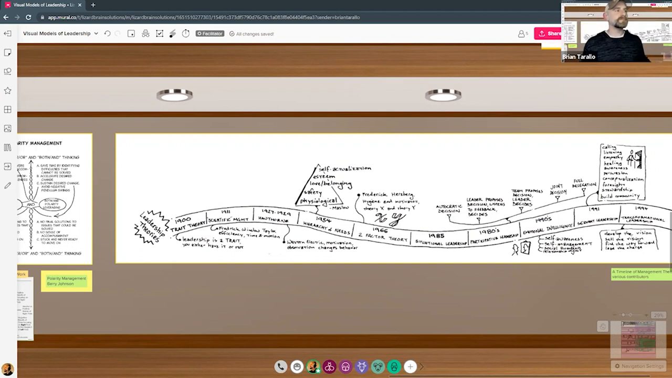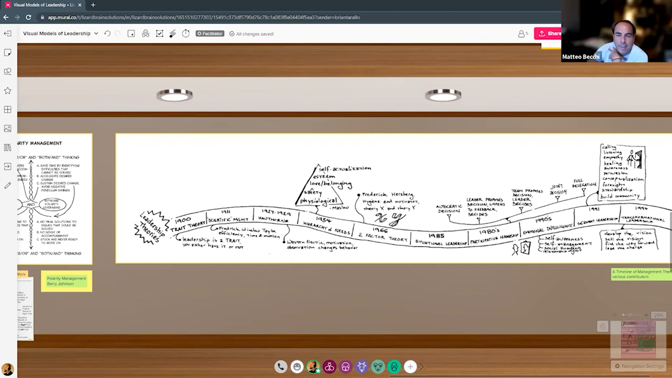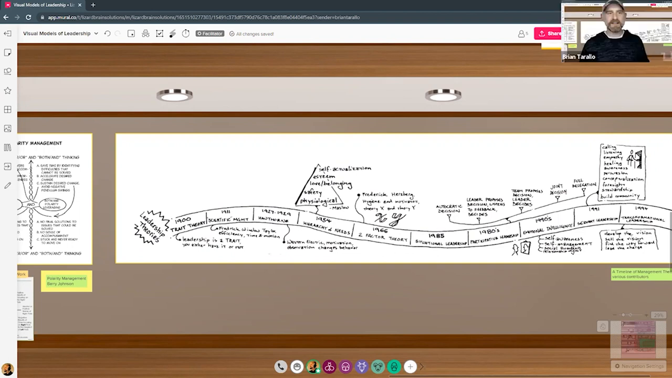Oh, Matteo, we didn't do the Johari window. You want to do the Johari window? Everyone knows that one by now. Does anybody not know the Johari window? It's always good to hear someone else's take on it. Nobody's hands went up, so you're right. Everybody knows it.